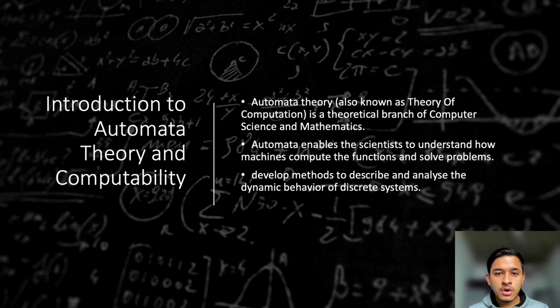Automata theory, also known as theory of computation, is a theoretical branch of computer science and mathematics. Automata originated from the word automation, which deals with the logic of computation with respect to simple machines, referred to as automata. Automata enables scientists to understand how machines compute functions and solve problems. It mainly talks about what kind of things you can really compute mechanically, how fast, and how much space it takes to do so.